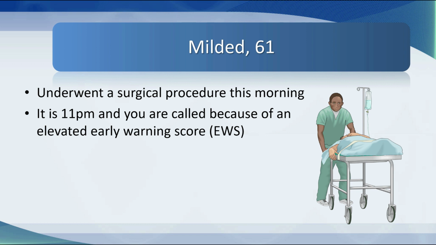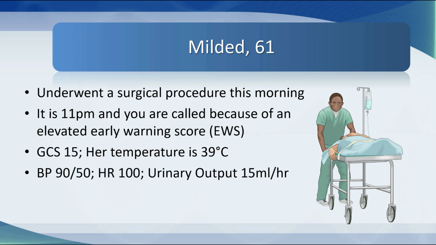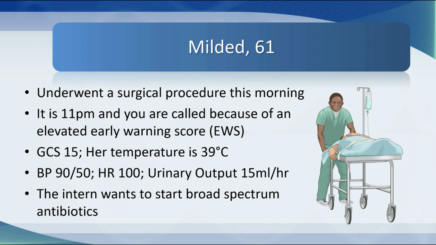Mildred, when you're called to see her, has a GCS, a Glasgow Coma score of 15. Her temperature is 39 degrees Celsius. This is high. Her blood pressure is 90/50, her heart rate is 100, and her urinary output in the last hour was 15 mils. The intern believes that Mildred is septic, and the intern wants to start broad-spectrum antibiotics. Is this the correct thing to do?